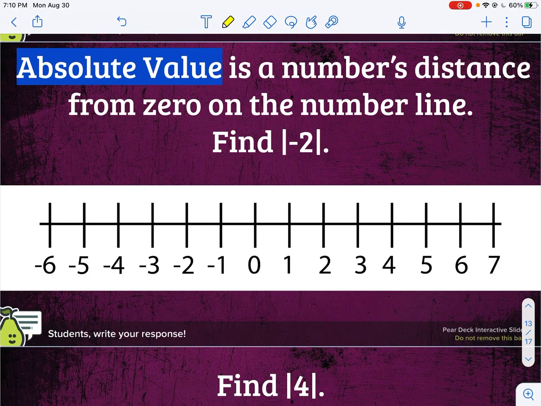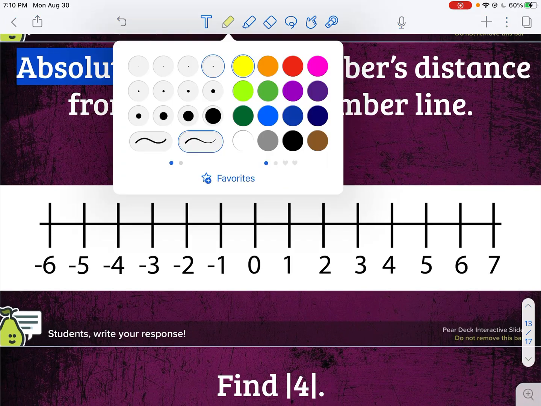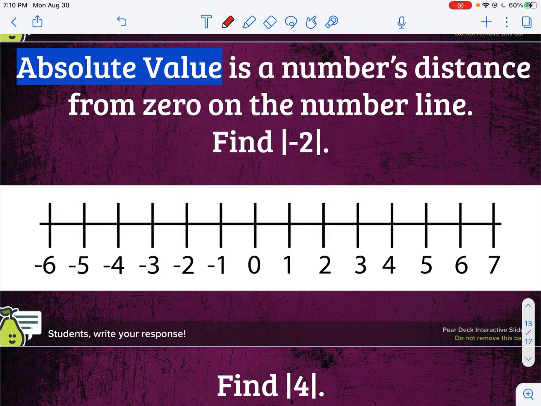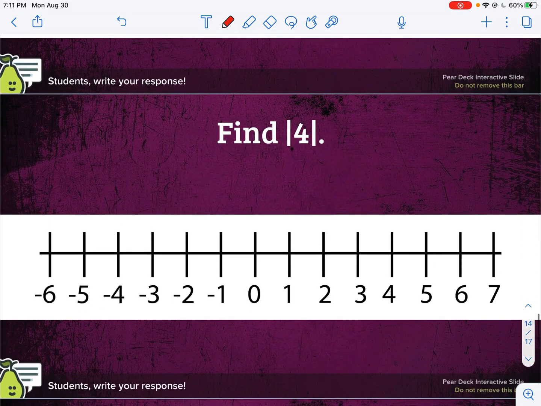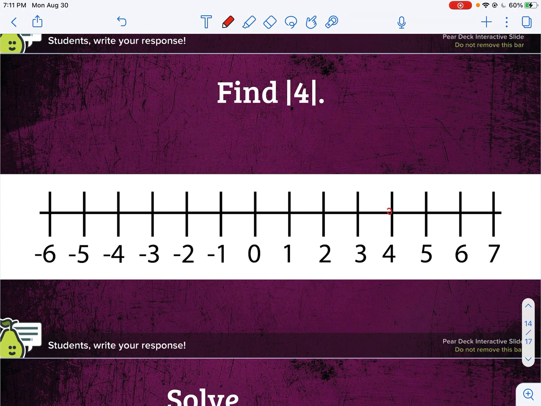Absolute value of a number is the distance from 0 on the number line. Okay, so if I have -2 and here's 0, how far away from 0 is -2? 1, 2. So 2. It's the distance from 0. Distance is always positive. So let's look at this one. I'm at 4. Here's 0. 1, 2, 3, 4 away. So that means that the distance is 4.